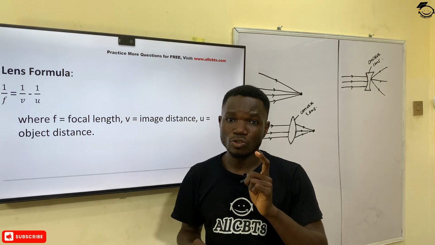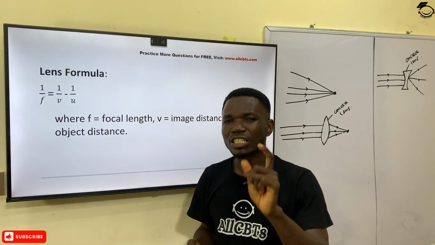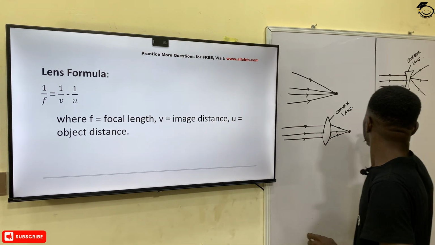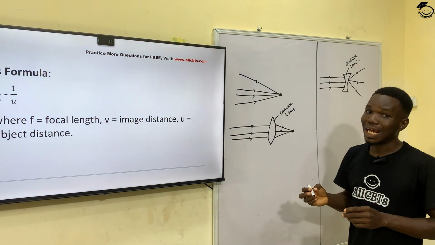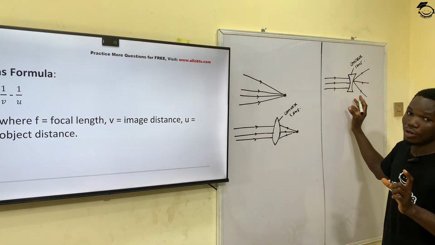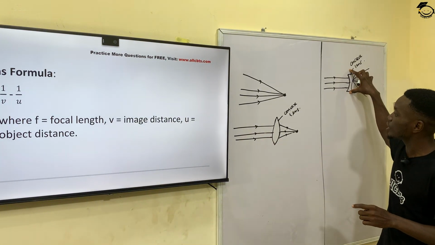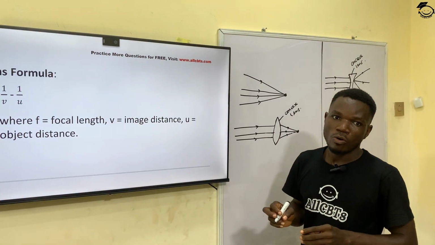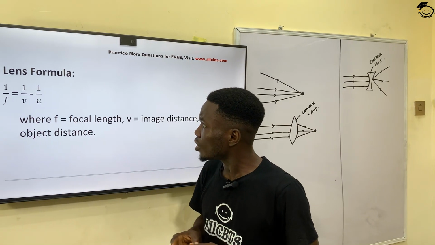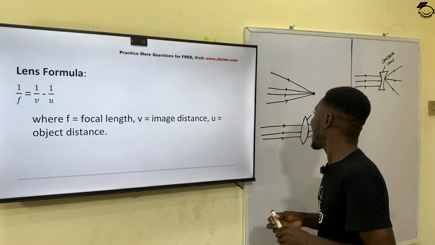And they are also used in spectacles. Your concave lens are used in spectacles to correct short-sightedness. So your concave lens are used for correcting short-sightedness, meaning that if the person can only see very closely, you use what? A concave lens. If the person can see only far objects, you use what? A convex lens.